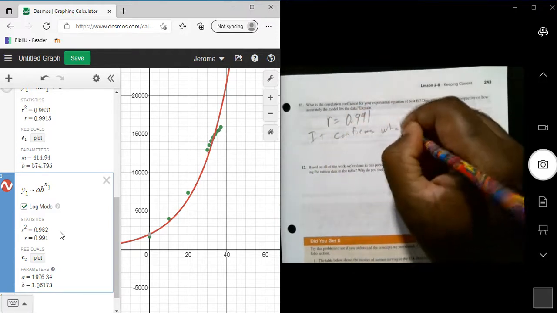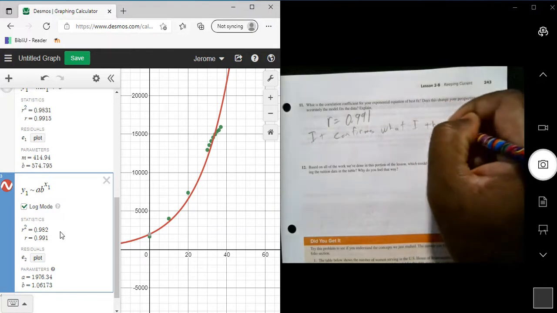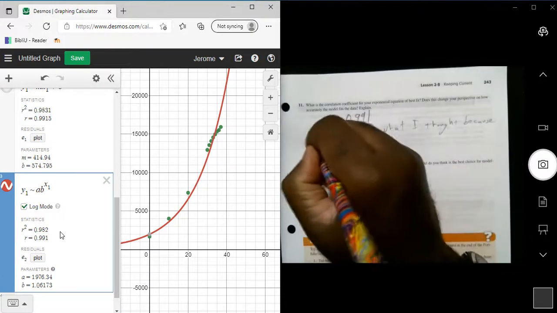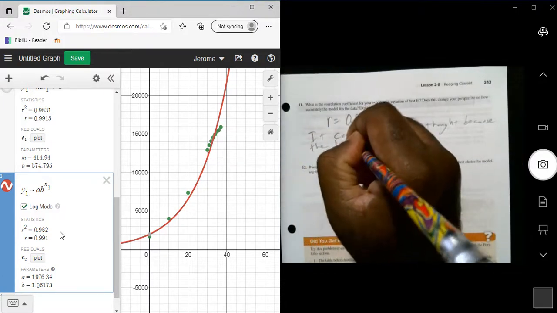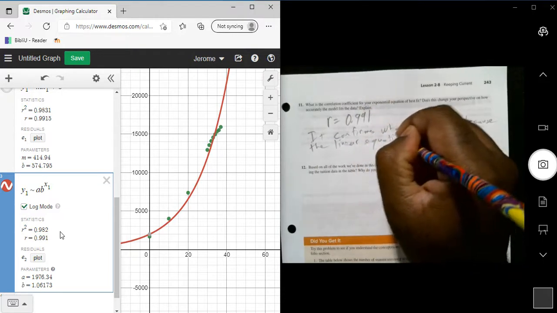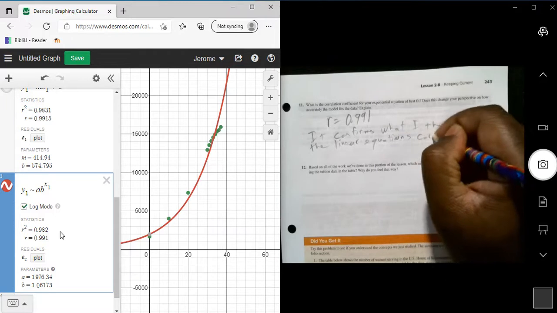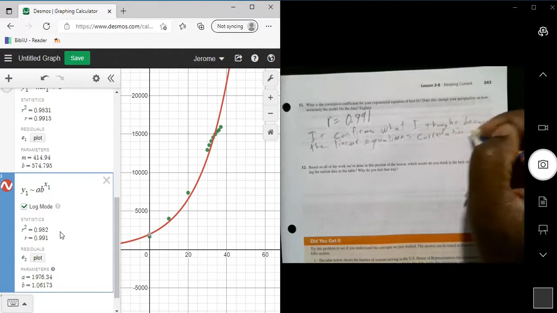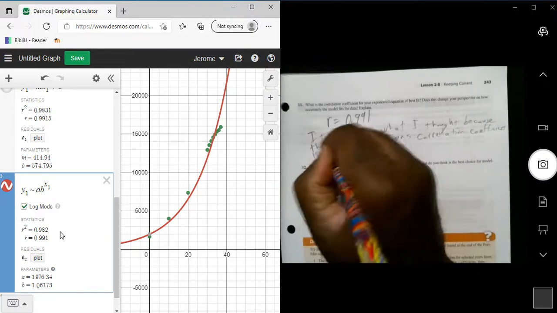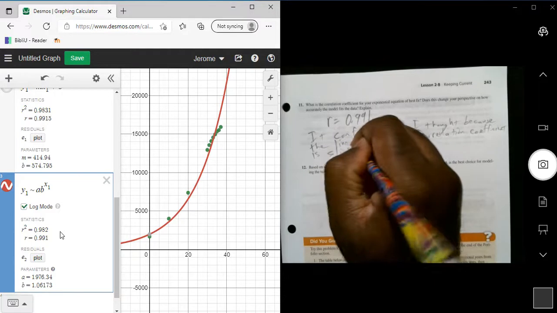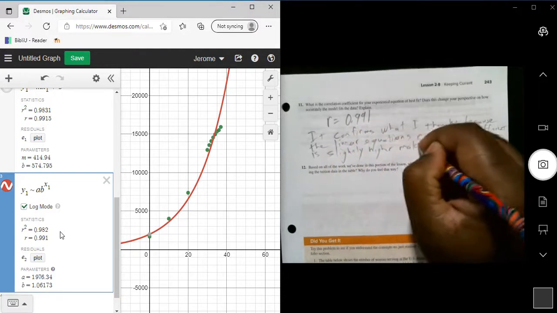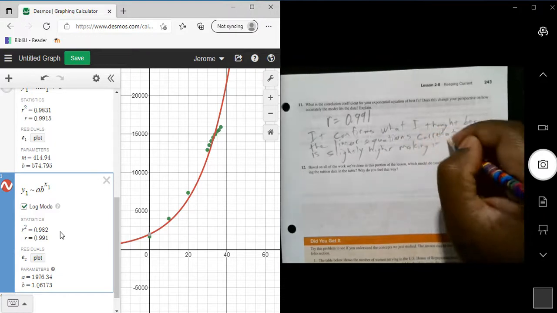what I thought, because the linear equation's correlation coefficient is slightly higher, making it the better graph.